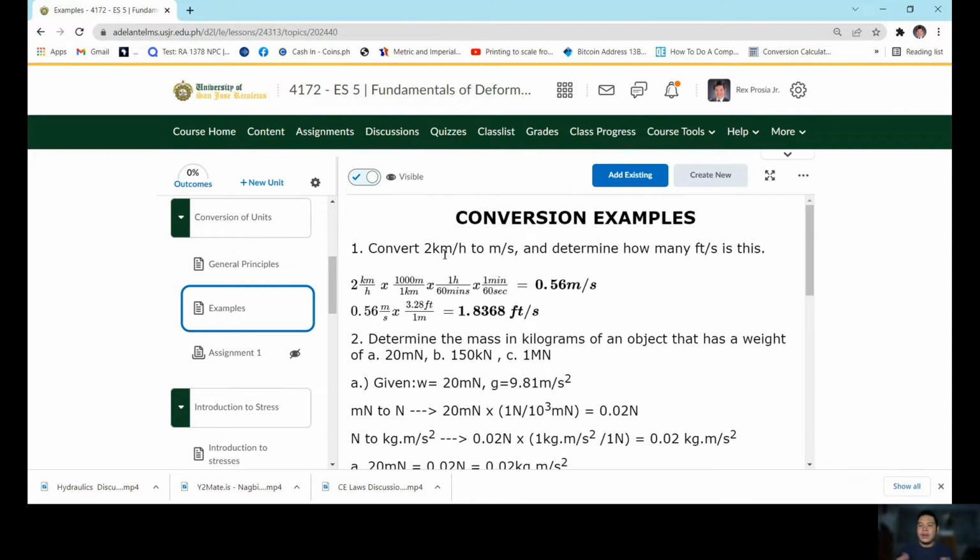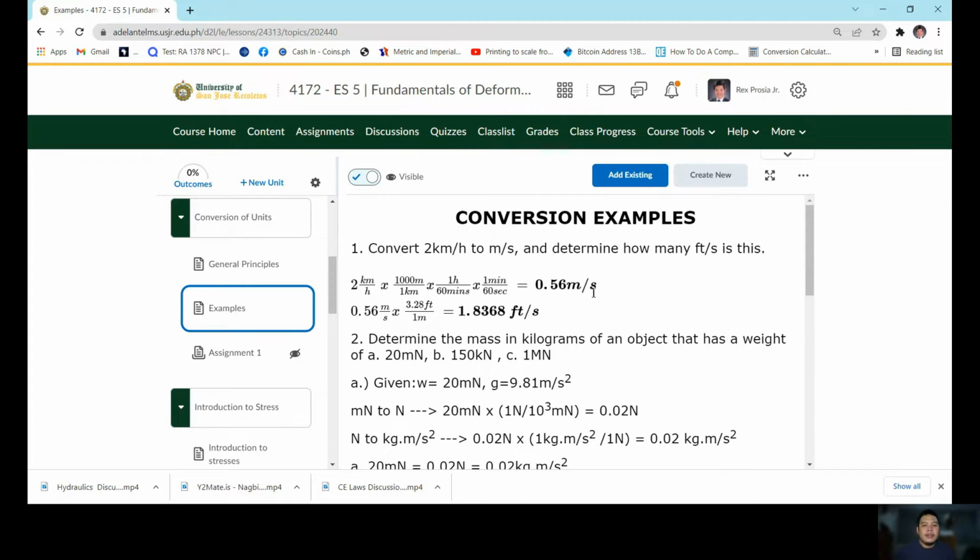So conversion, why is it important? Conversion of units is very important, because we are not just using one type of unit; it might be time, it might be a combination, usually a combination. Now for example, this one: convert 2 kilometers per hour to meters per second. Then determine how many feet per second this is.